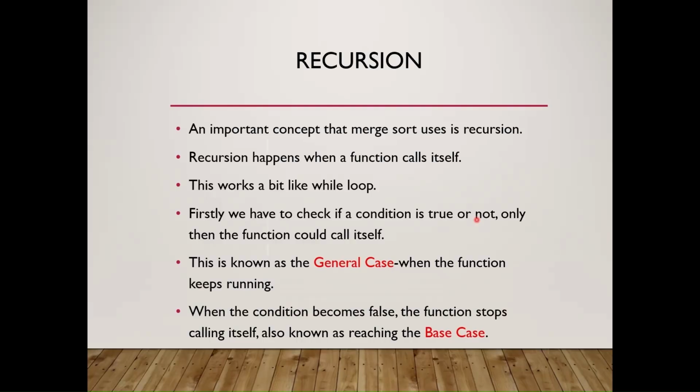Now, if the function keeps on calling itself, it will be useless to us. So we need an ending point where it breaks, and the function starts exiting. Actually, it's called unwinding. First, when it is calling itself, it's called winding, and then when the base case is reached, when the condition becomes false, the function stops calling itself. That's called reaching the base case. So then we start unwinding.